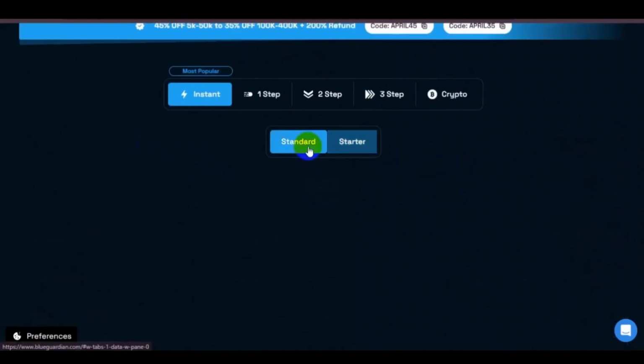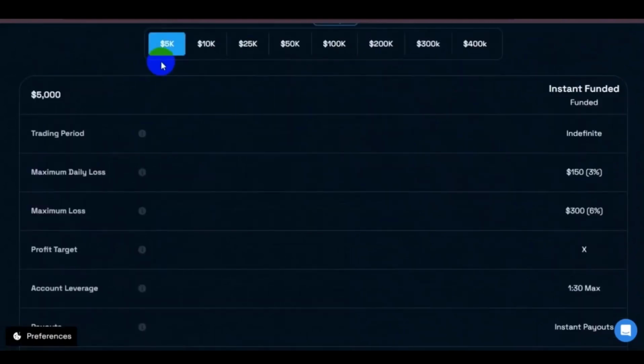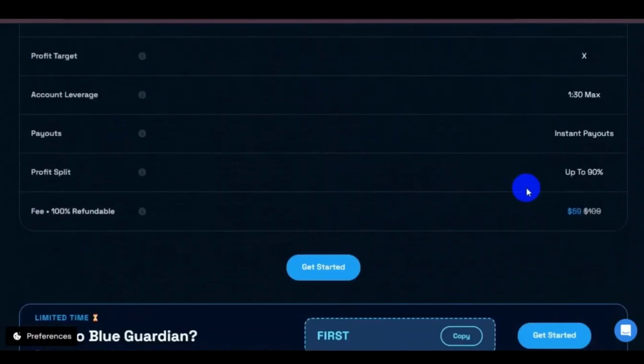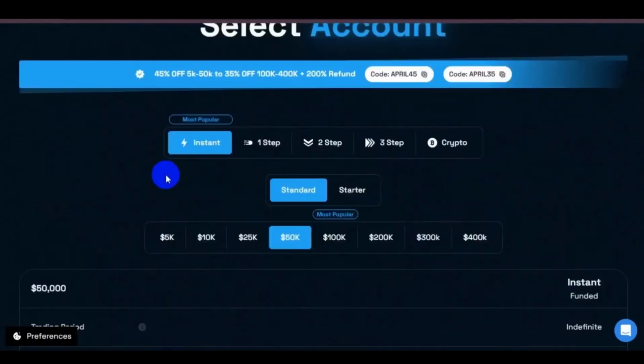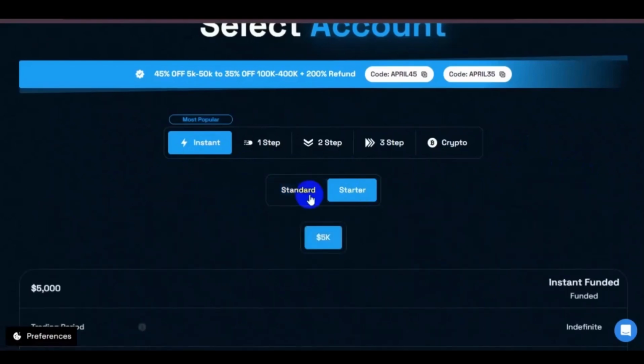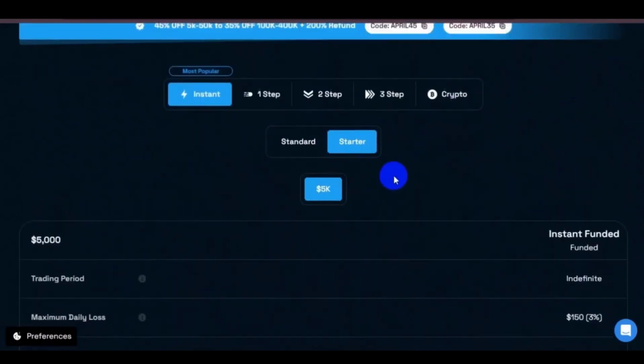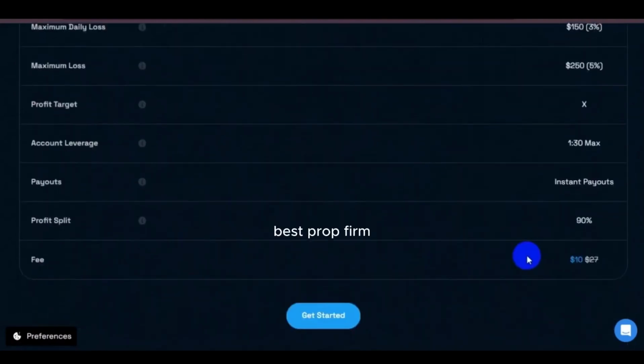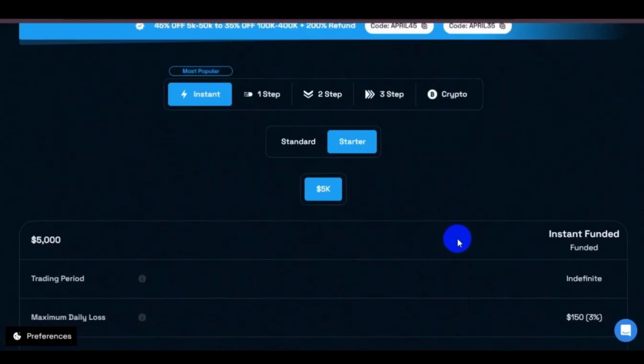Also, if you check their standard models, the prices are industry cheapest as well. You can see the main difference between instant standard model or starter model is the consistency rules and the payout limits, nothing else. So this is a golden opportunity to get a 5k instant funded with $10, and I will explain the process how you can withdraw from this instant funded model.